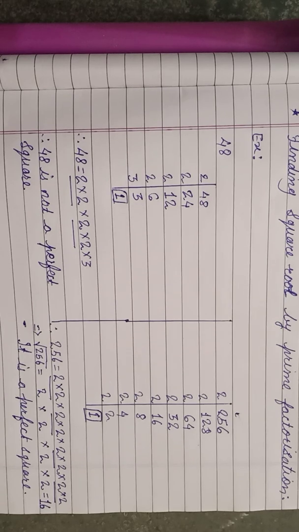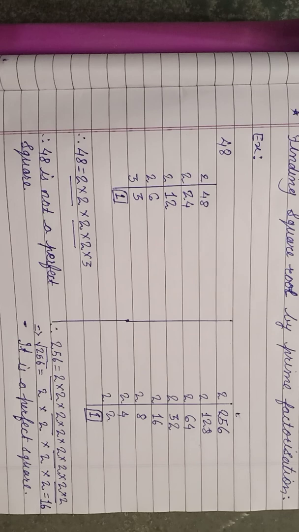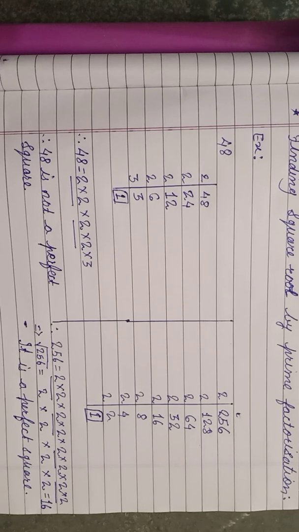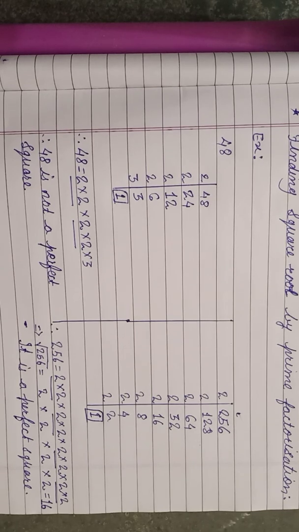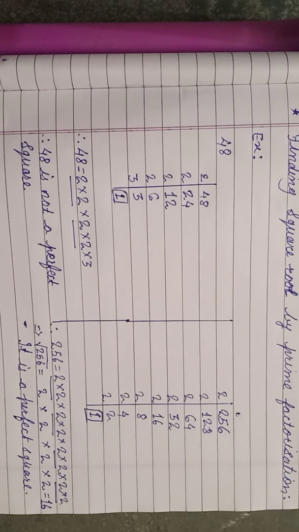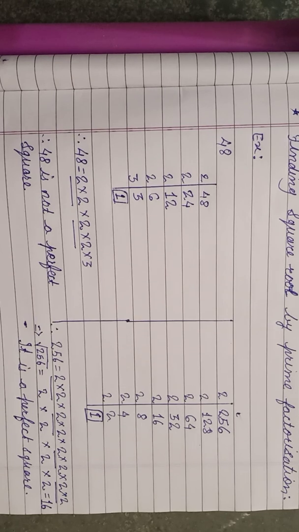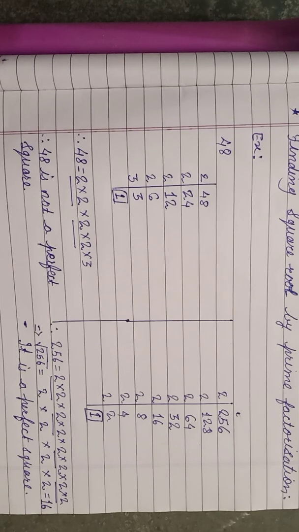Are you getting it, children? Now let us see one more example, that is 256. You can see here I have done the prime factorization of 256 and I got its product as 8 times 2: 2 into 2 into 2 into 2 into 2 into 2 into 2 into 2. Okay, and I have made pairs of all these 2s, so I got 4 pairs, and there is no factor which is unpaired over here. It means that we can find the square root of this number.